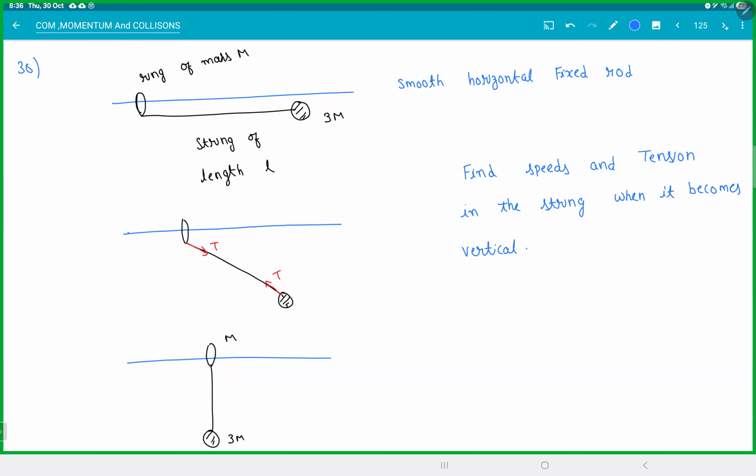Let's get this. I hope the picture is clear, everyone. Let's see how you will proceed with this. And others, do keep your cams on.